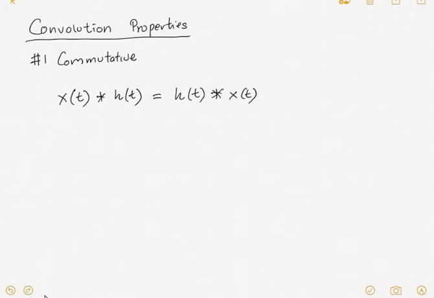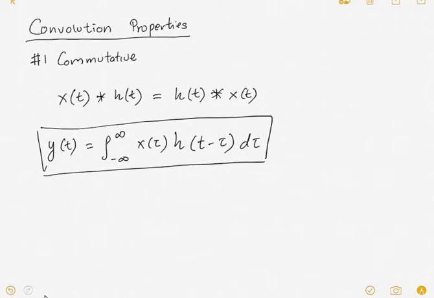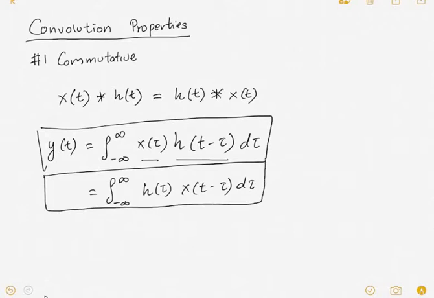In order to find the convolution, you need to use the formula y(t) equals the integral from negative infinity to infinity of x(tau) h(t minus tau) d tau. This is a common convolution formula. Commutative means that you can also use the integral from negative infinity to infinity of h(tau) x(t minus tau) d tau. We call this the commutative property, and you need to use this formula for the convolution process. If you look at h(t minus tau), you need to flip the signal first. This one is also the same, flip the signal.